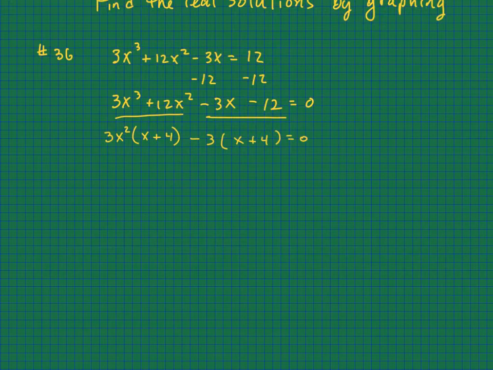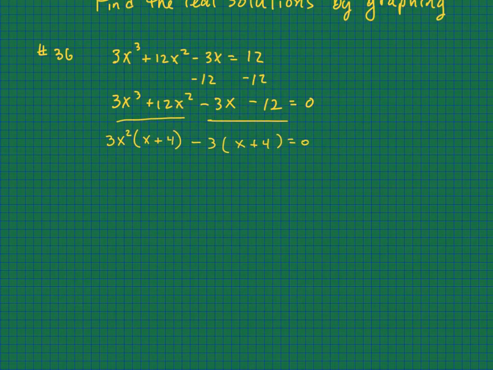So factoring by grouping, I end up factoring out my greatest common factor, which is 3x squared, and then leaving behind x plus 4. And of course, if I factored correctly, my inside is going to be the same. And then negative 12 divided by 4 is going to give me negative 3. So I'm able to go ahead and reorder these, and I have 3x squared minus 3 equals 0, and x plus 4 equals 0. So we know that one of my solutions is x is negative 4.